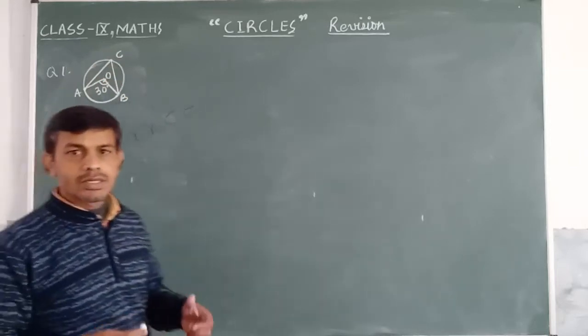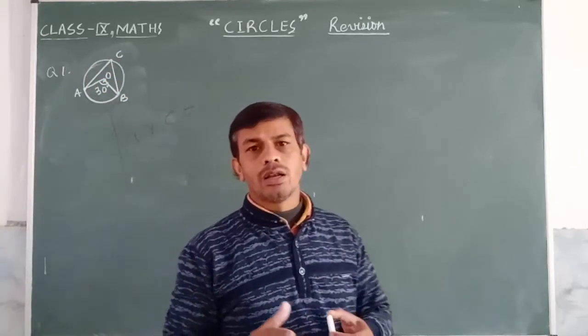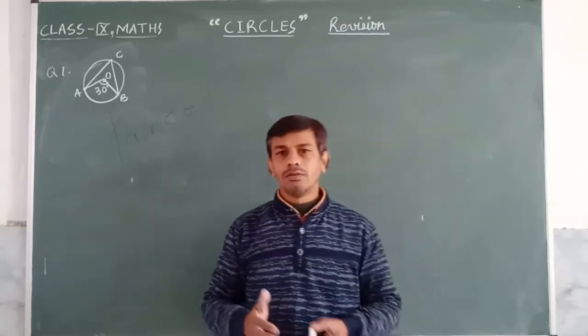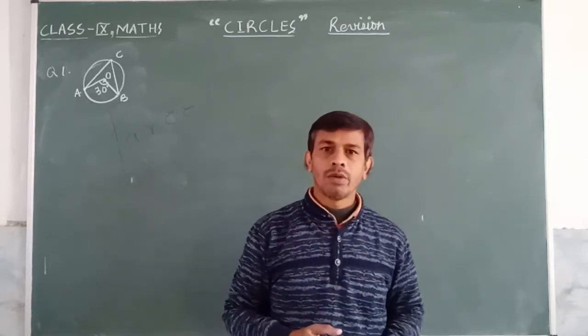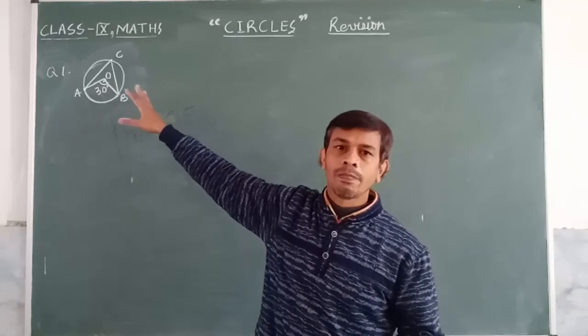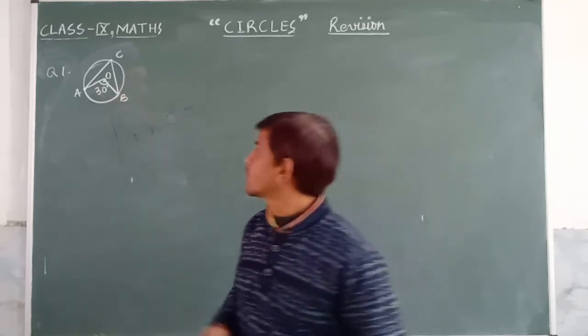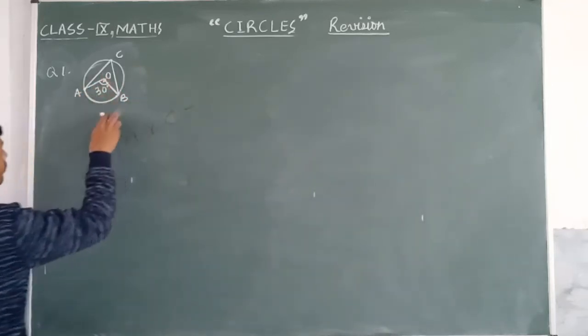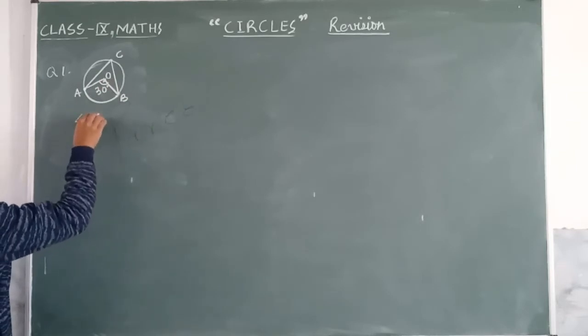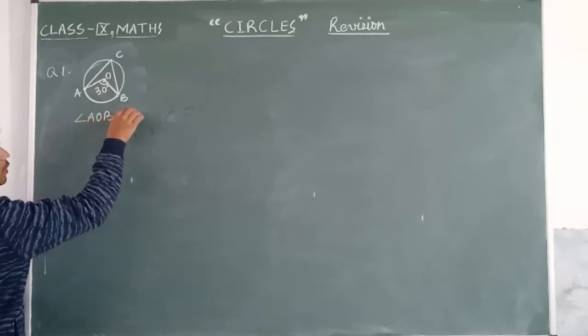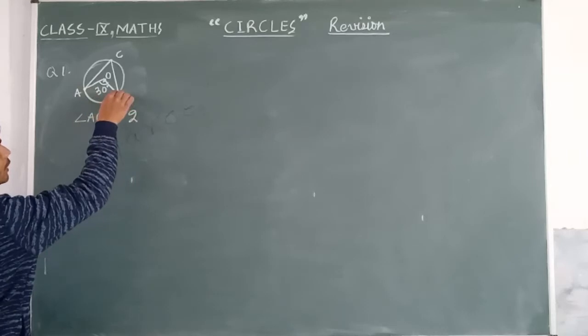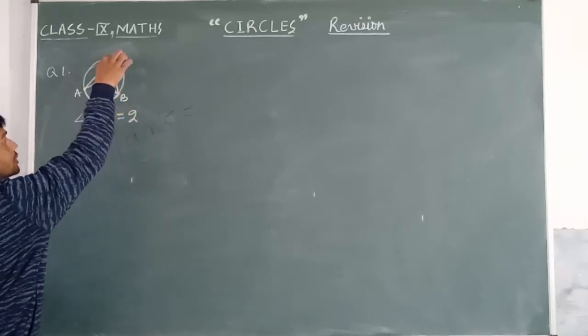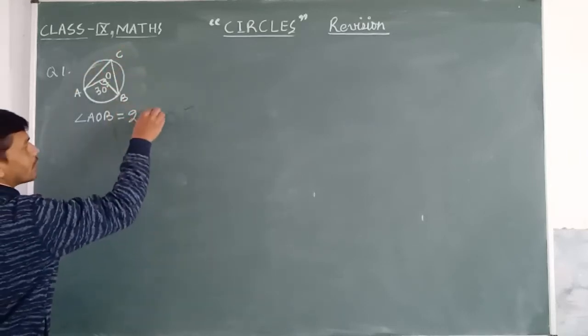So we discussed a theorem that angle subtended by an arc at the center is double of the angle subtended by the same arc at any point on the remaining part of circle. So this angle AOB, angle at center, we have double of angle subtended by the same arc AB at the point C on remaining part of circle.